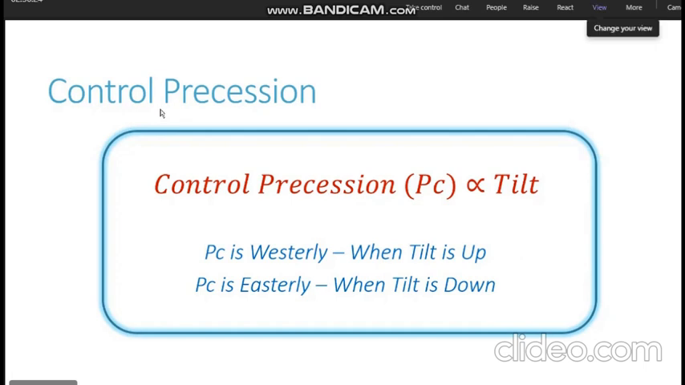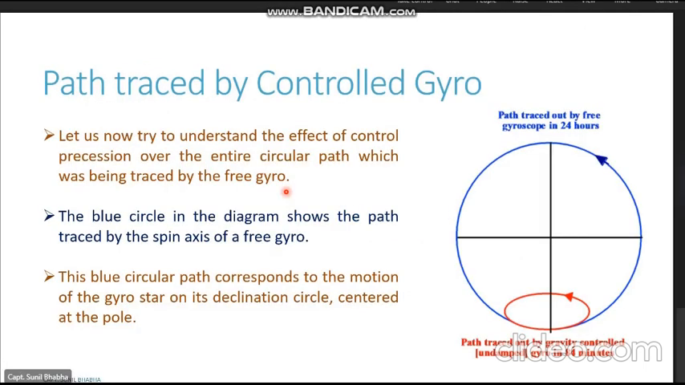So clear up to here? In the free gyro, the spin axis was following the motion of the gyro star. The spin axis was moving in a circular fashion. You can see this blue color circle in the diagram. This represents the path traced out by the spin axis of a free gyro. The center of the circle was the pole. The gyro star was moving in circles around the pole and the spin axis was following that motion, completing one circle in one sidereal day or 24 sidereal hours.